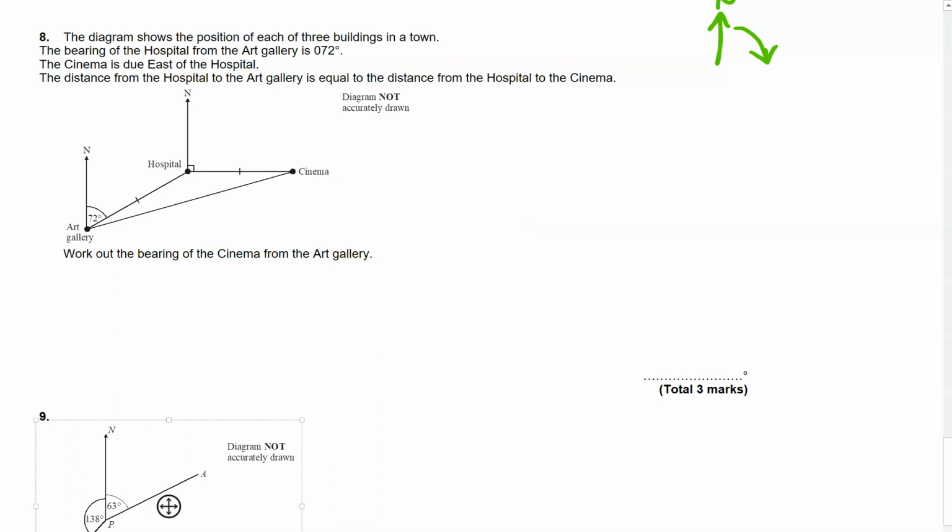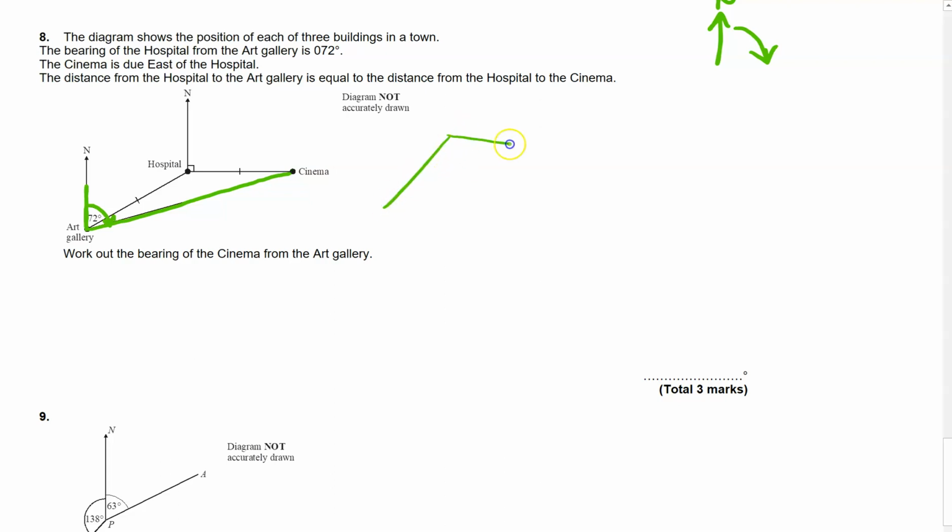So you are at the art gallery and you need to get to the cinema. So you start at north and you go clockwise till you get to the cinema line, because this would be the line that you would walk along to get from the art gallery to the cinema. So you know it's going to be bigger than 72. It's just a question of how much bigger.